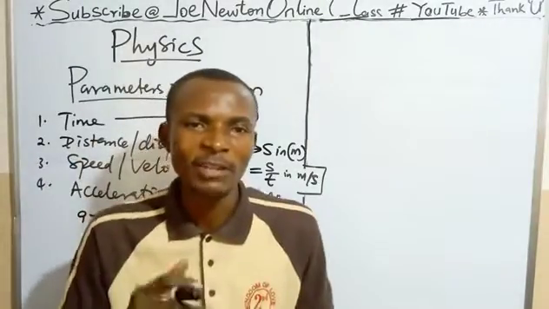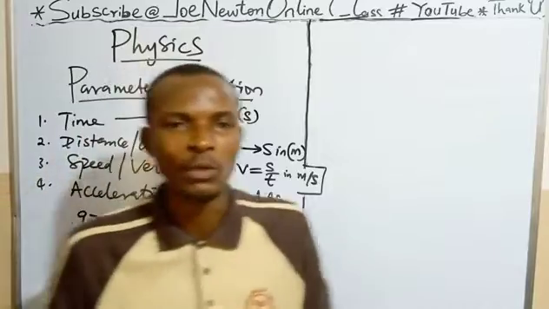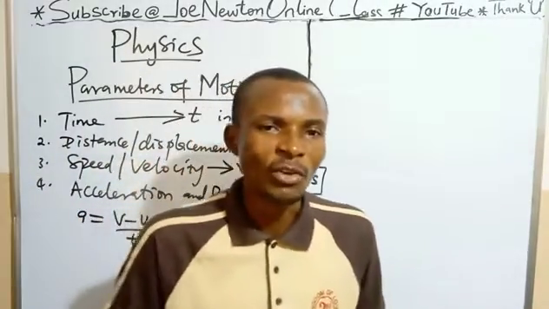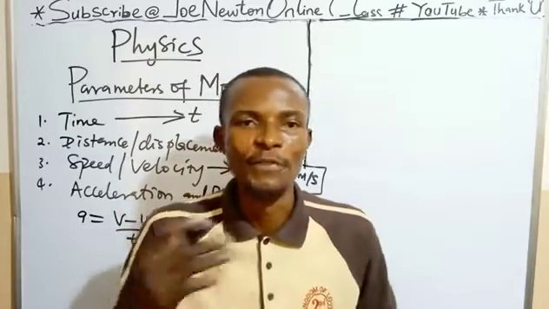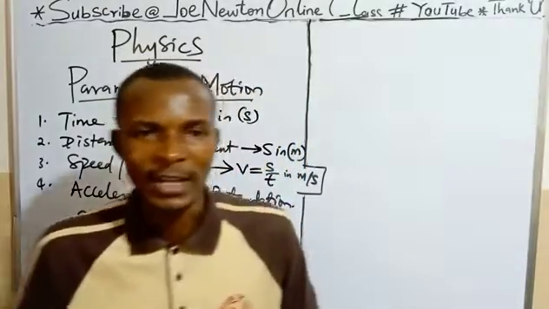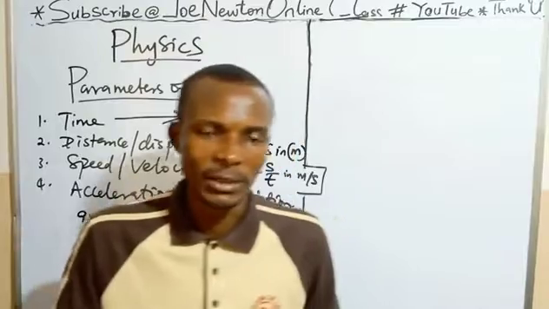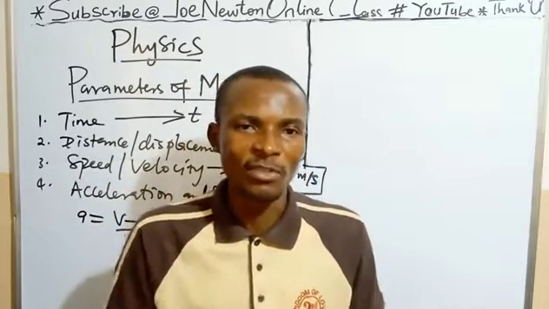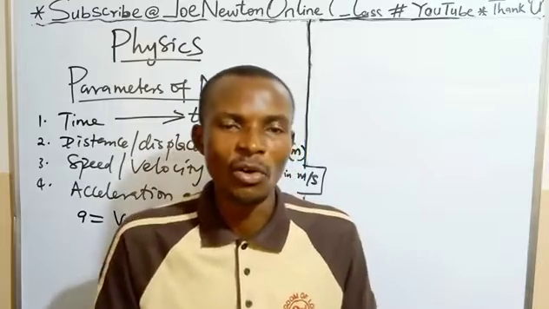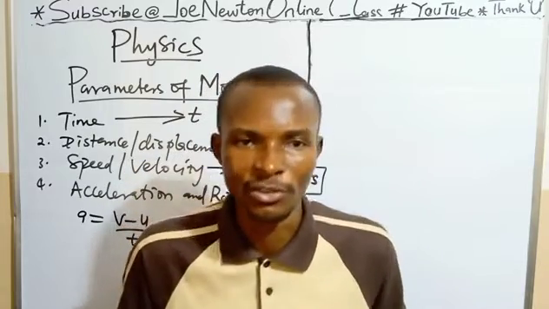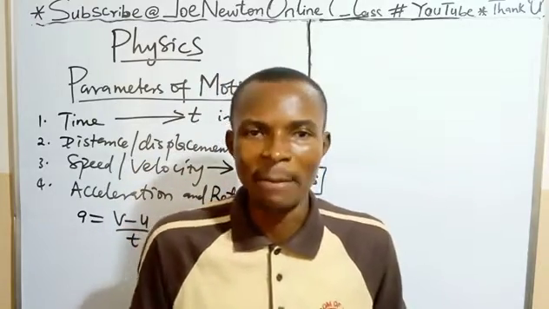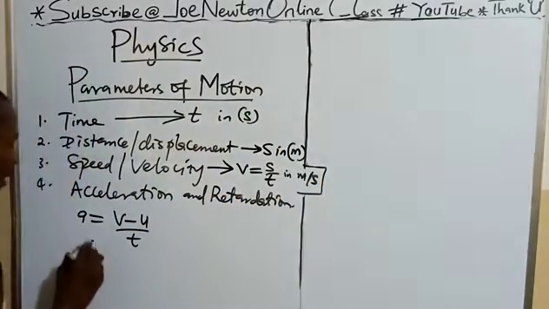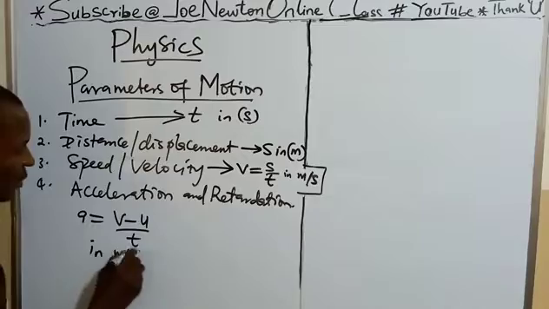Because assuming a body moves with a speed of maybe 20 meters per second, and after some time, the body increased the speed to maybe 50 meters per second. In that case, the body has accelerated, and the acceleration of the body can be determined by the difference in that velocity, that is the increase in velocity over the time taken for the increase. And the unit now, by implication, is meter per second square.